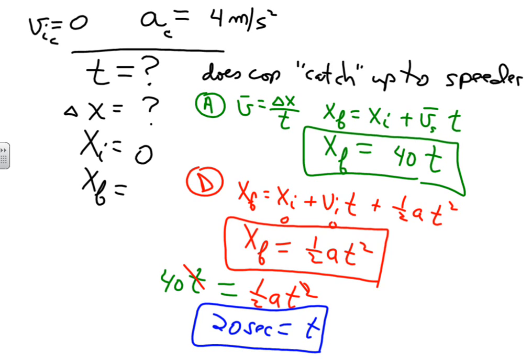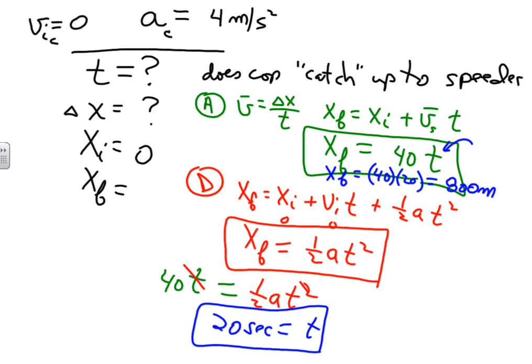Where is the speeder at 20 seconds? X final for the speeder is 40 times 20 seconds. That equals 800 meters. Now let's go back for a minute. Some of you might have put in 10 seconds by accident because you didn't really know what catch up means. Then that person was 400 meters away after 10 seconds.